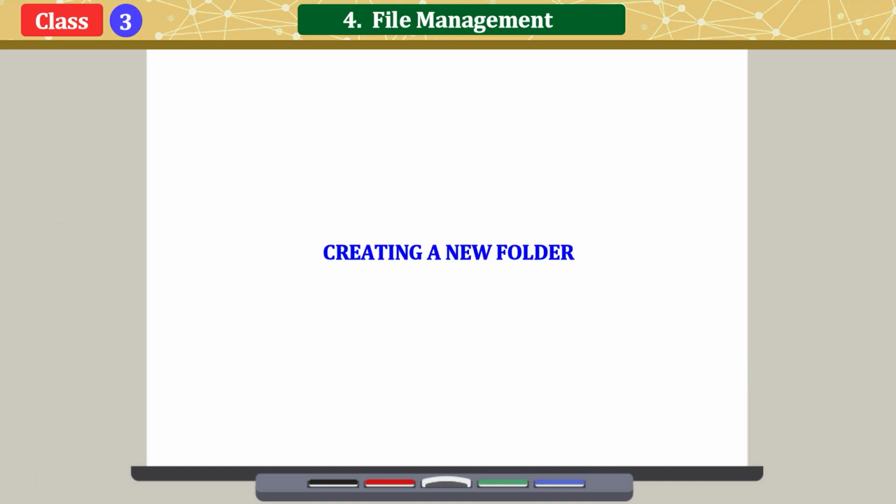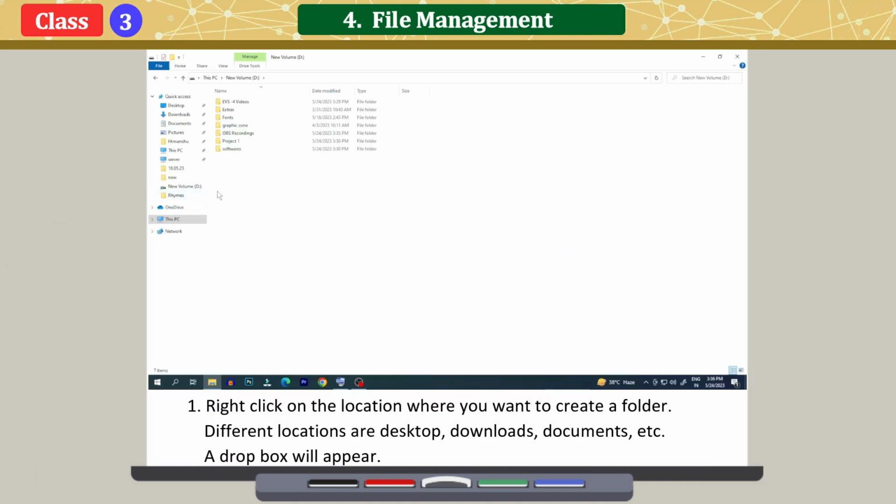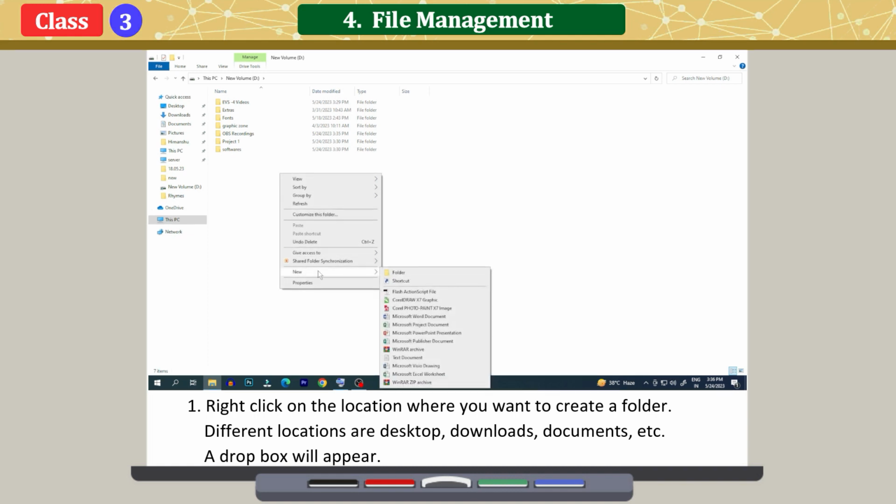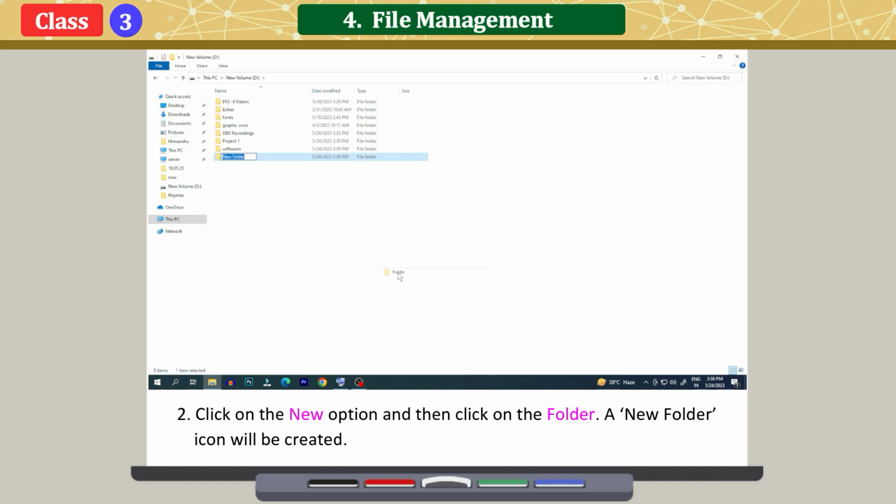Creating a new folder. Right-click on the location where you want to create a folder. Different locations are desktop, downloads, documents, etc. A drop-down box will appear. Click on the New option and then click on Folder. A new folder icon will be created.